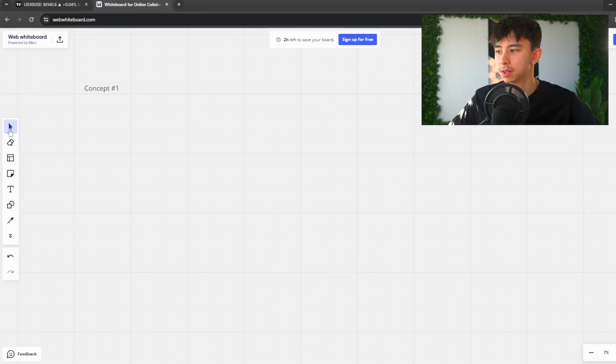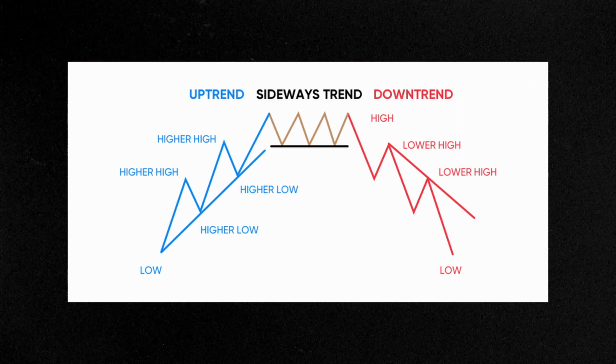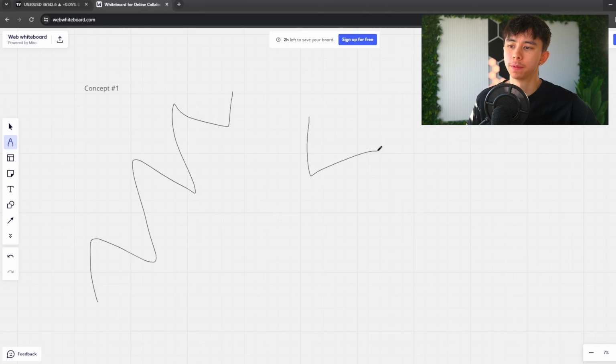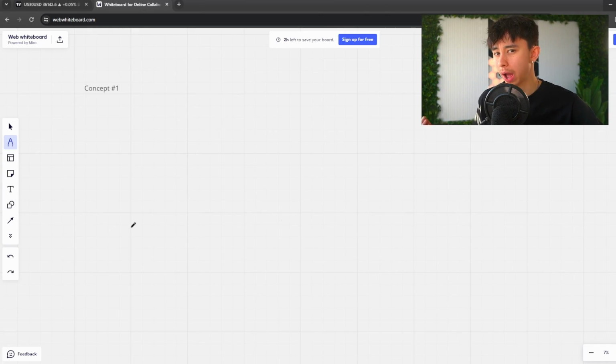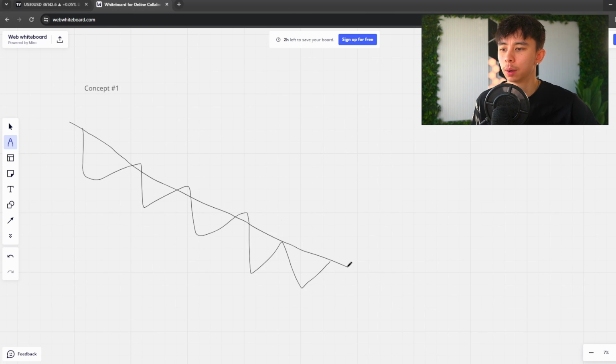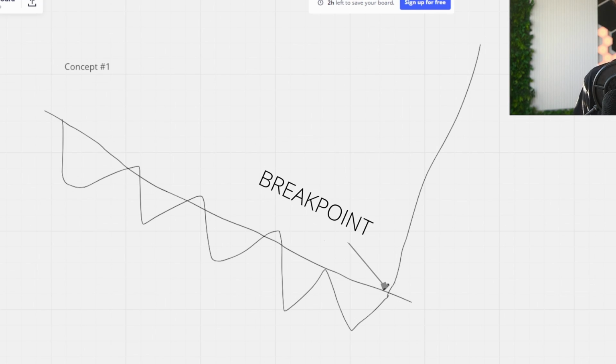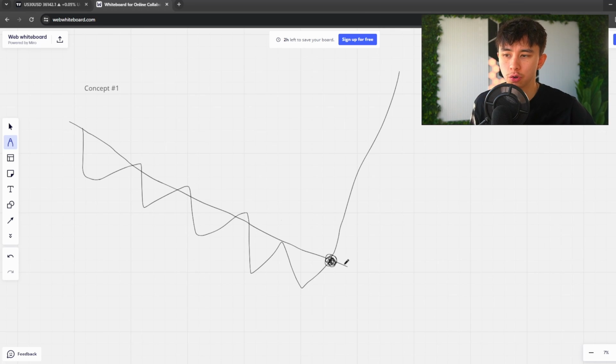Okay, guys, so concept number one. This is concept number one, and it's a very simple concept. When you have a downtrend or an uptrend, meaning this being an uptrend or this being a downtrend, whenever you have a break of one of these trends, price typically comes back to the breaking point. So right here, as you can see, this is where price broke out of the trend. Typically, wherever you have that break, price likes to come back and touch into that line.